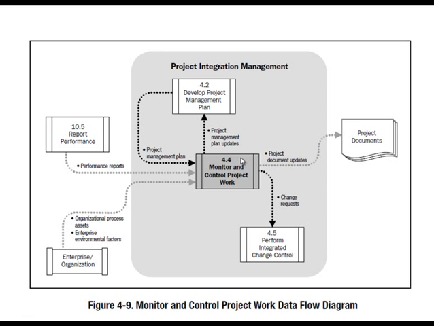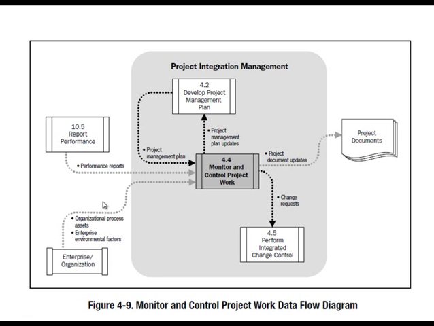Take a look at the major input to monitor and control project work. Major input, project management plan. What else? Performance reports. And of course we've got OPAs and EEFs, but your project management plan and your performance reports are really giving you lots of information that you need to drive this. So if you look at the baselines that exist in the project management plan and you see that things are not moving according to plan, take action. Performance reports tell you if things are moving according to plan. You're balancing your performance reports against your baselines that exist in the project management plan. That's what this is all about.